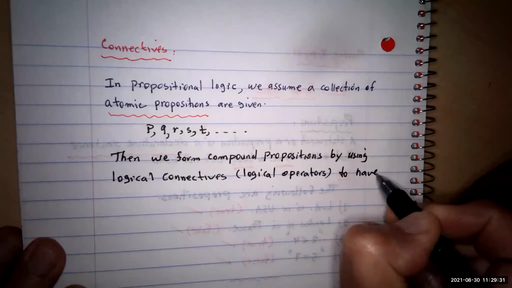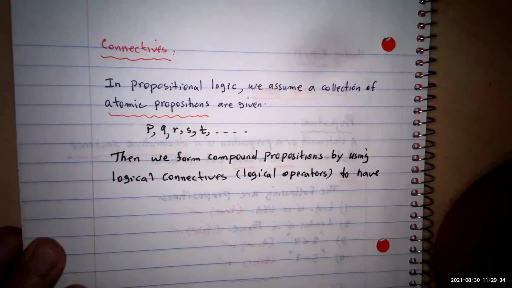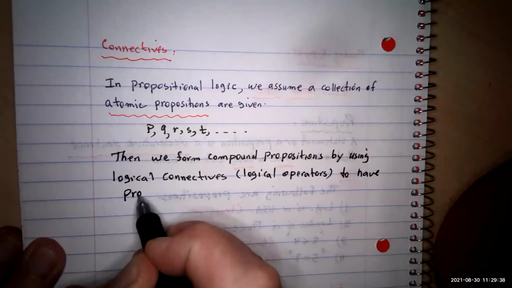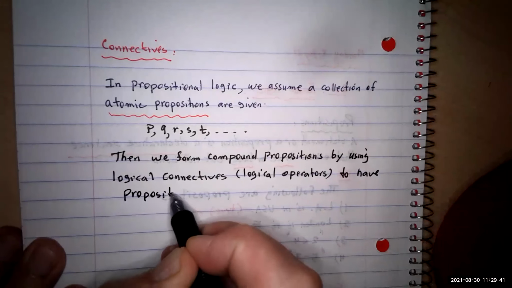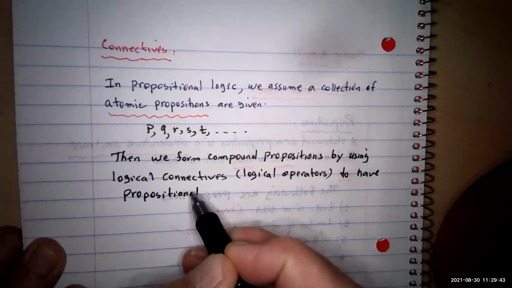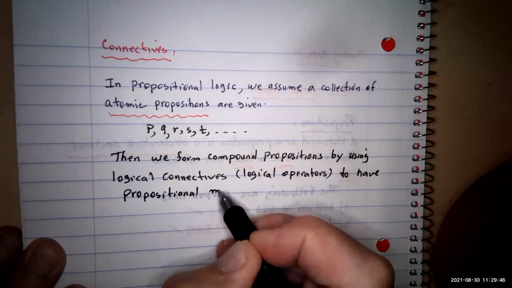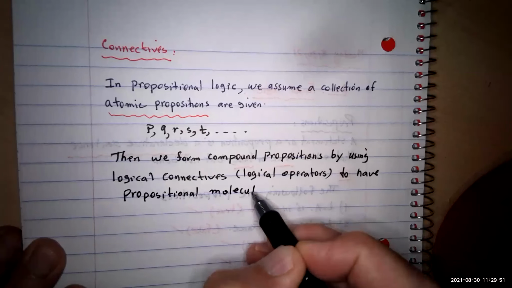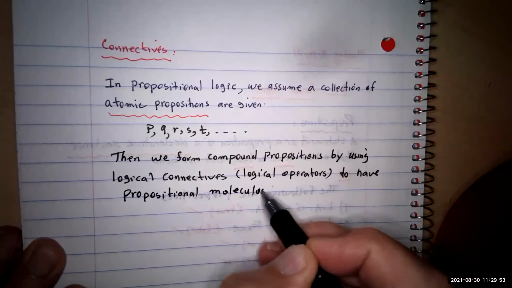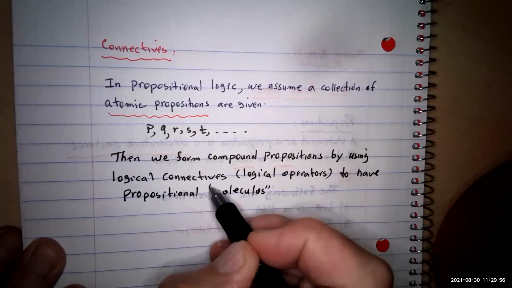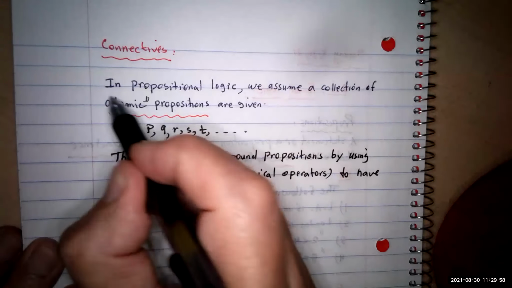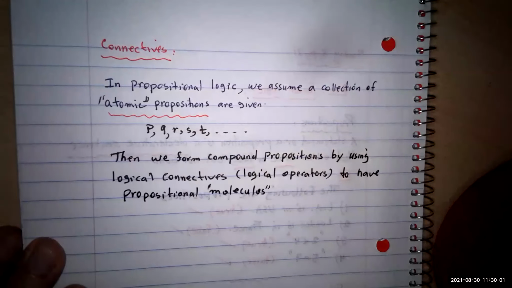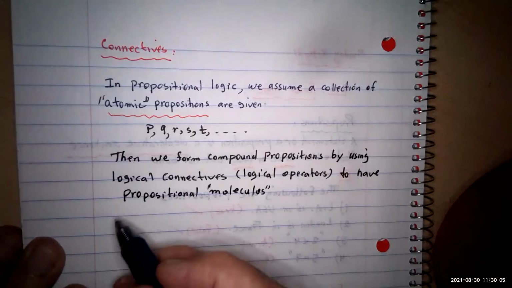The combination of atoms would be called molecules. So to have a propositional molecule, that's it. This is the expression that we use to get the connection, if you like. We start with the atoms and we get the molecule ones.